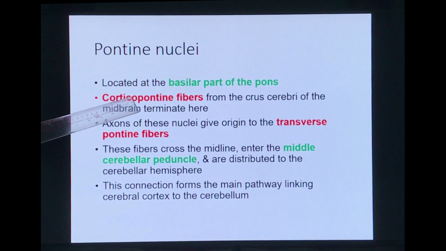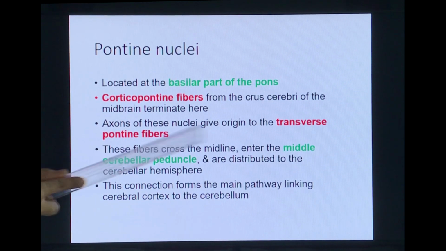Once the corticopontine fibers terminate, they reach the pontine nuclei, and from the pontine nuclei the transverse pontine fibers arise. They cross and form different bundles. They intersect between the corticospinal and corticonuclear fibers, enter the middle cerebellar peduncle, and carry the information to the cerebellar hemispheres. This forms a main pathway linking the cerebral cortex to the cerebellum.